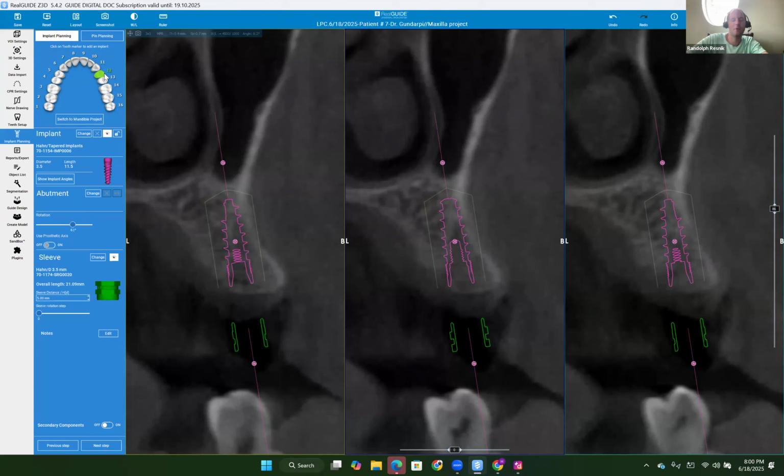Now the bone does look like it'll be a little softer bone here, so you may want to under prep it one drill there. Feel the bone as you're drilling and make the decision chair side, but I would probably under prep it one burr and you should be perfect. This is a slam dunk.